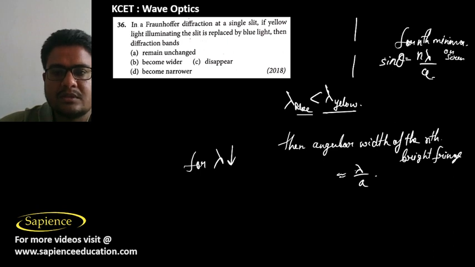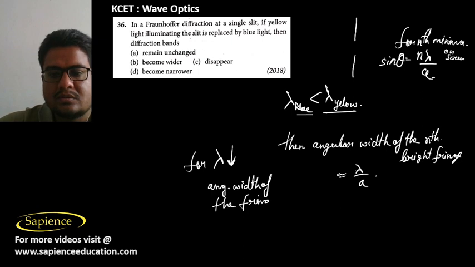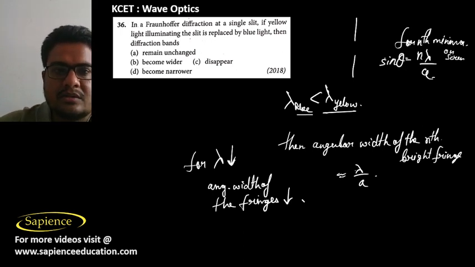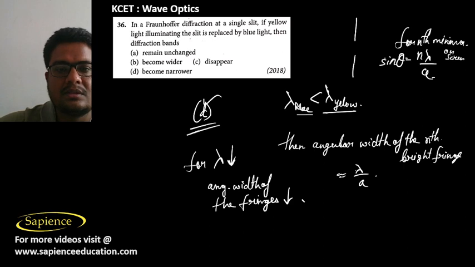So when the yellow light is replaced by blue light, the wavelength has decreased. When the wavelength decreases, this angular width of the fringes will also decrease. So it means the diffraction bands will become narrower. So option D is the correct answer.